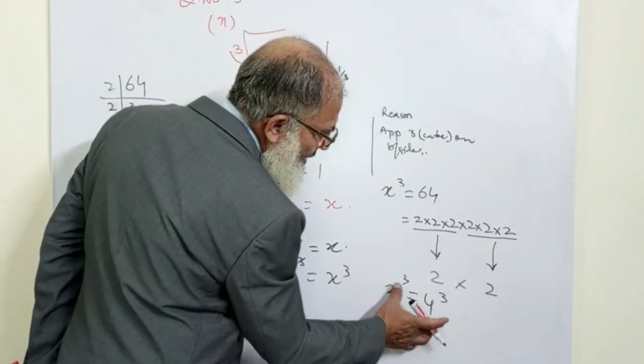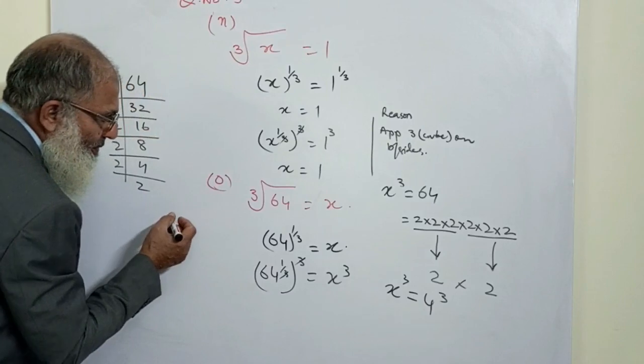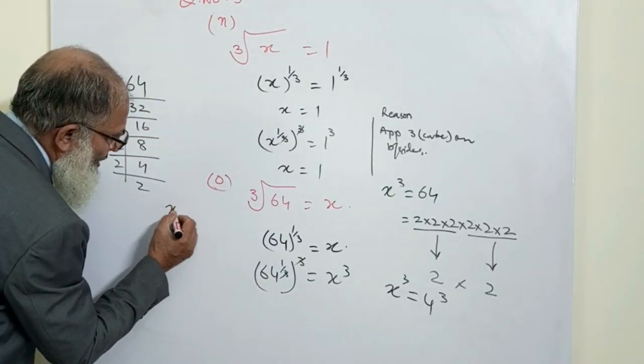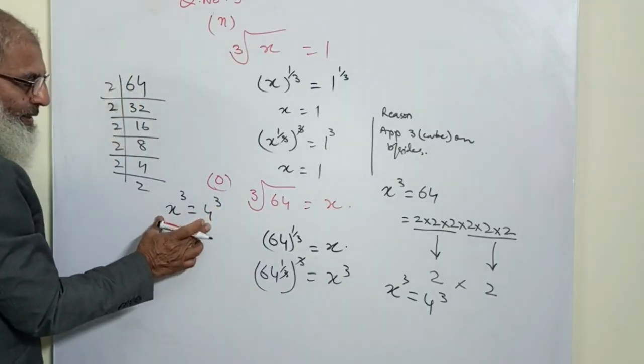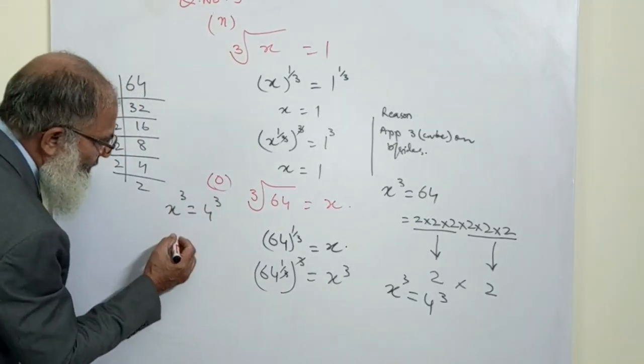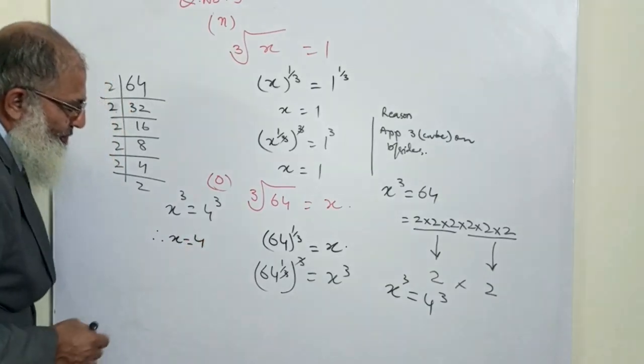Now again, the equality sign is in between, the powers are the same, therefore the bases are the same. So x is equal to 4.